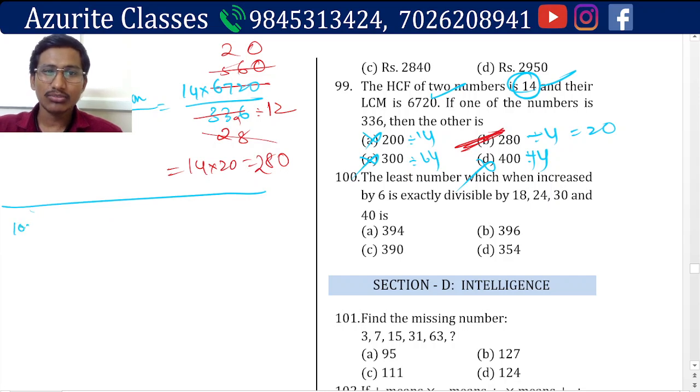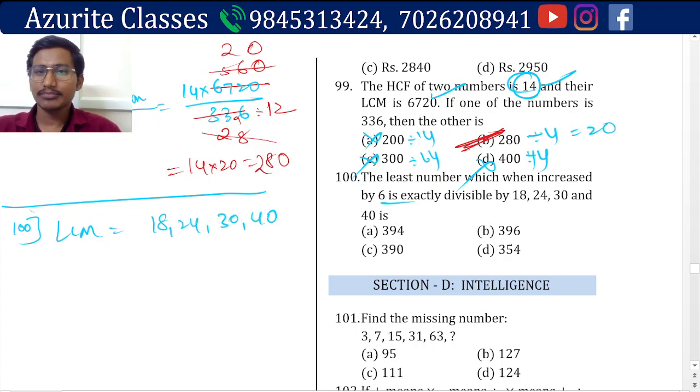Now 100 is what? That is the least number which when increased by 6 is exactly divisible by all of these, right? Increased by 6. So the least number which when increased by 6 is exactly divisible by these. So you have to take the LCM of these. LCM will be how much? LCM of 18, 24, 30 and 40, okay?